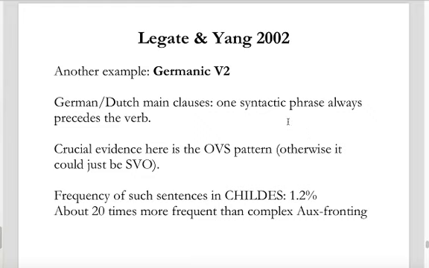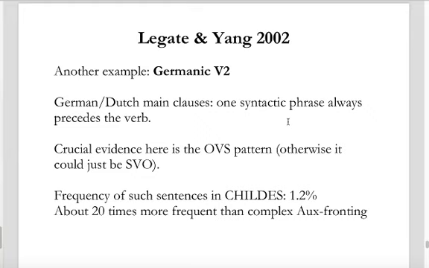What's the frequency of these sentences in German and Dutch CHILDES? So they also have German and Dutch versions of these corpora. It's almost exactly the same as the expletive there sentences in English, about 1.2%. Which is, again, about 20 times more frequent than complex auxiliary fronting examples that arguably could help you learn the English auxiliary fronting rule from the data.